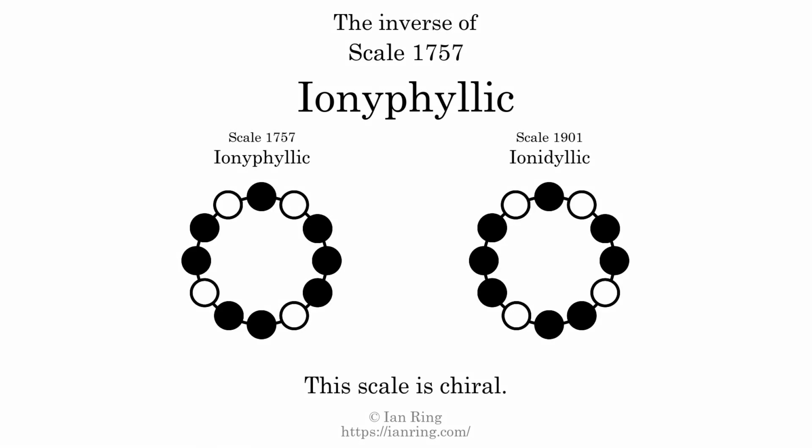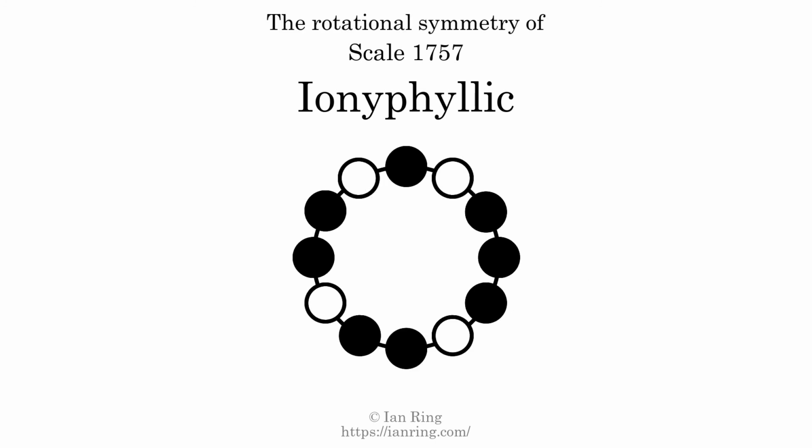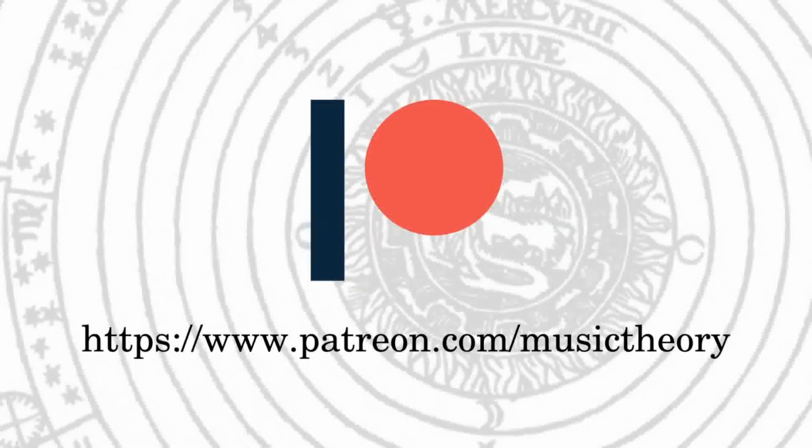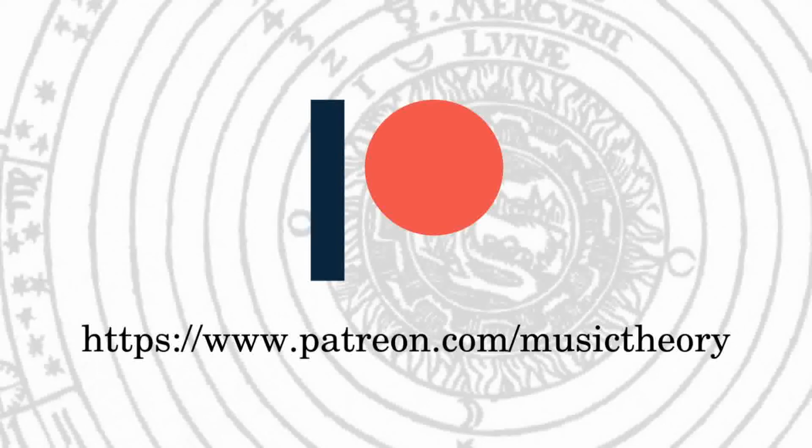The inverse of a scale is a mirror image. It is what you get when the sequence of intervals is reversed. The inverse of this scale is scale 1901, also known as Ionyphyllic. This scale is chiral. It cannot transform into its inverse by rotational transformation. This scale has no rotational symmetry. For even more detail about this scale, visit ianring.com/musictheory/scales/1757.